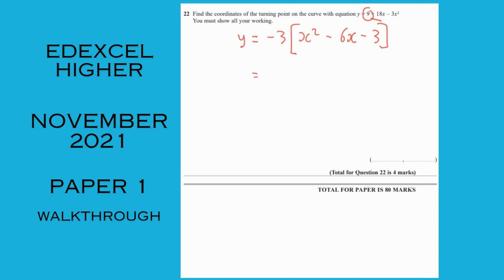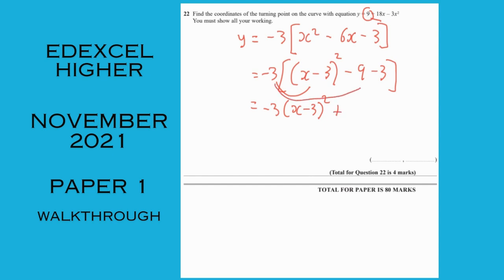I can now crack on inside the square brackets. Halve the coefficient of x, square it, take it away. Don't forget the minus 3 on the end. Then we expand. We've got minus 3 times the bracket. And this would simplify to negative 12. We're expanding, so it's positive 36.